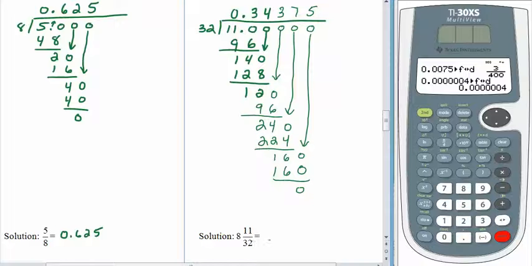11/32 is also a workplace fraction, but a lot of people don't know their 32nds. At any rate, the whole number is 8. Don't lose the whole number. 8 and. After that, 11/32 is worth 0.34375.